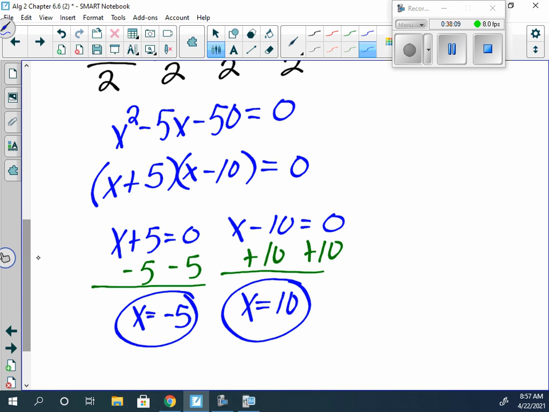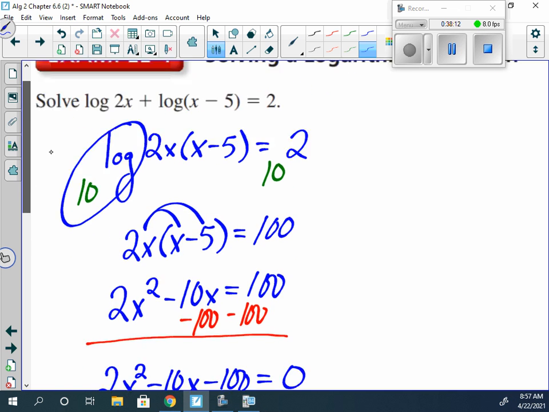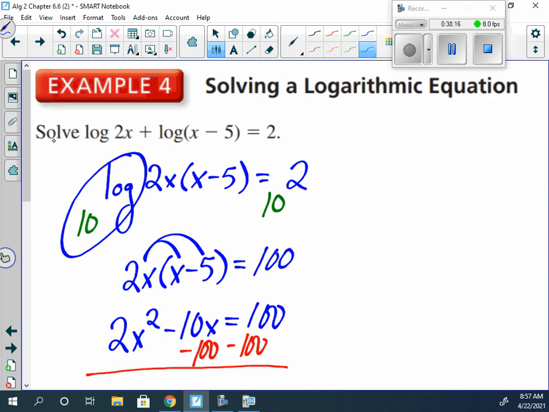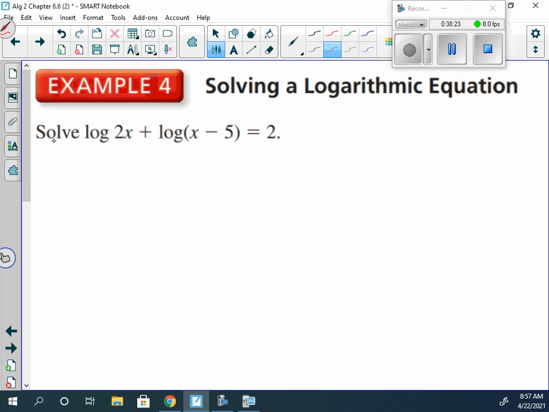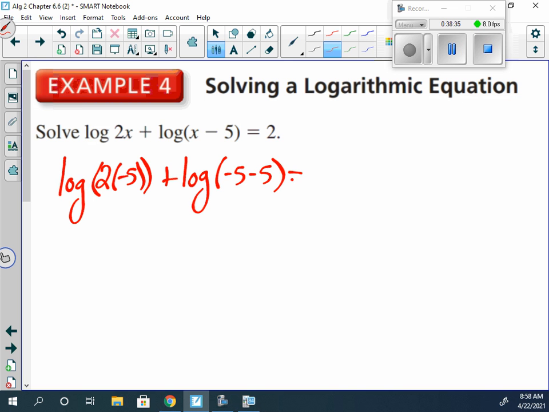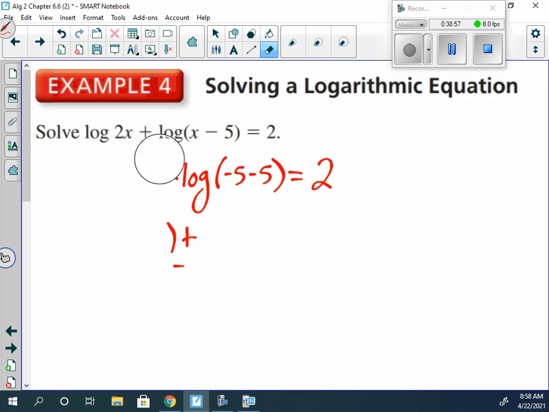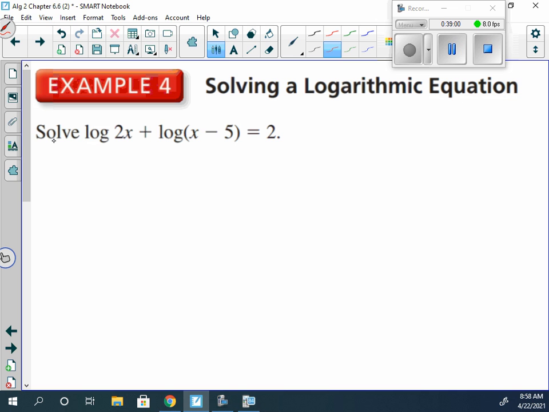Now we need to go back up to the top and check to make sure that these work. Negative 5 would not work. I'm going to erase this so I have a little bit of room. Because if we plug negative 5 in, what we get is log of 2 times negative 5, and I'm going to put that in parentheses, plus log of negative 5 minus 5 equals 2. Well, here I'm going to have log of negative 10 plus, well, we're done already because I have a negative inside one of the logs. And we always want to check it with the original problem, not any of the ones that we actually manipulated. So x equal to negative 5 does not work.